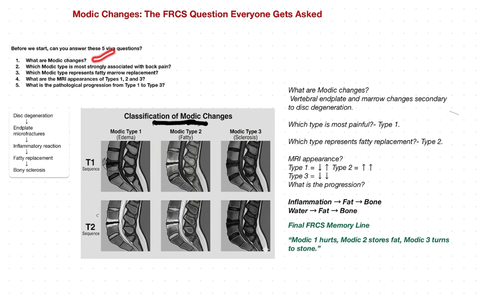What are Modic changes? And which Modic type is most strongly associated with back pain? Which Modic type represents the fatty marrow replacement? What are MRI appearances of type 1, 2, and 3? And what is the pathological progression from type 1 to type 3?